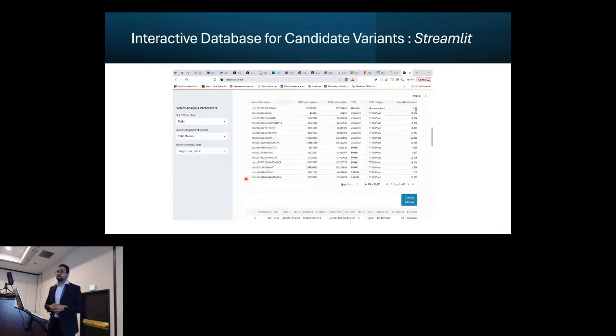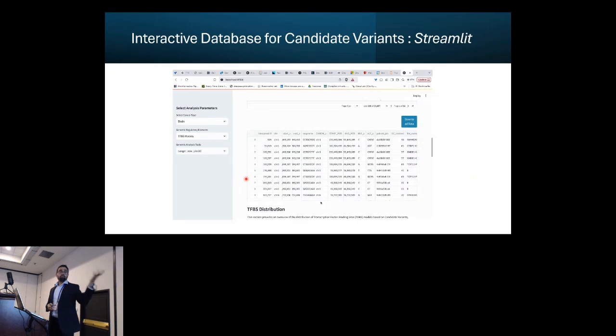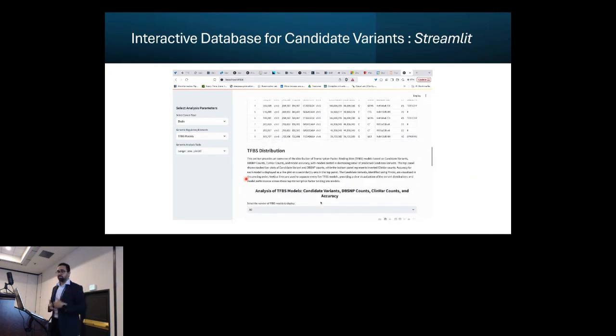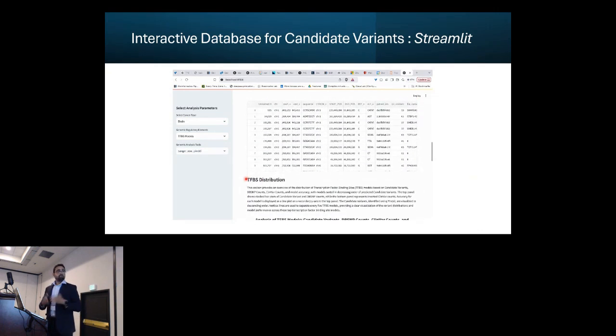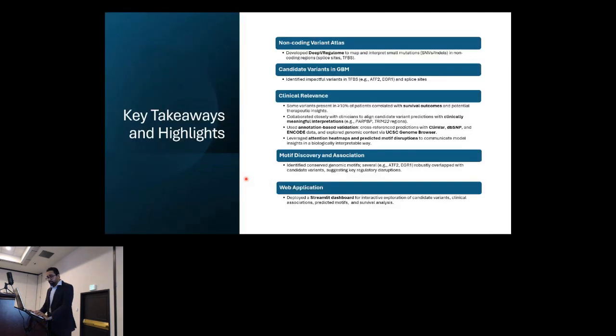how those candidate variants are associated with the known genes or not, and how the survival plots are showing. Those are a few things we can show in the database. Hopefully, when we submit or publish the paper, we also make these databases available.